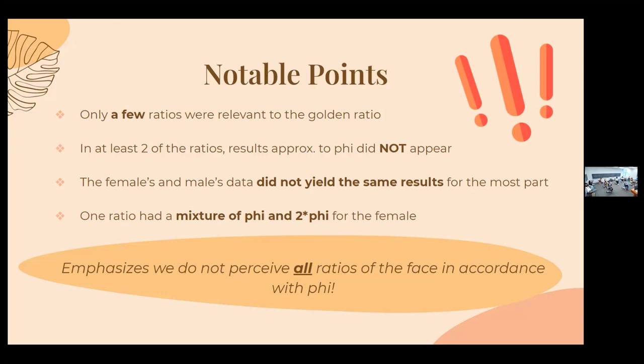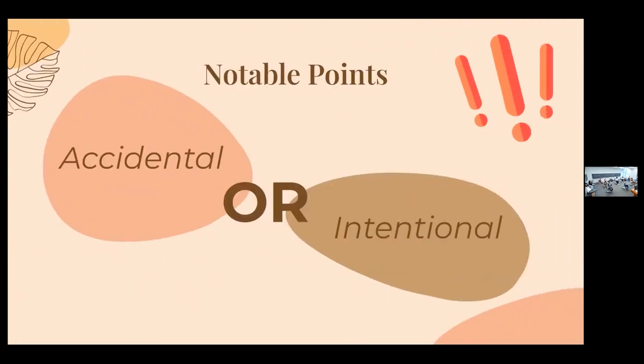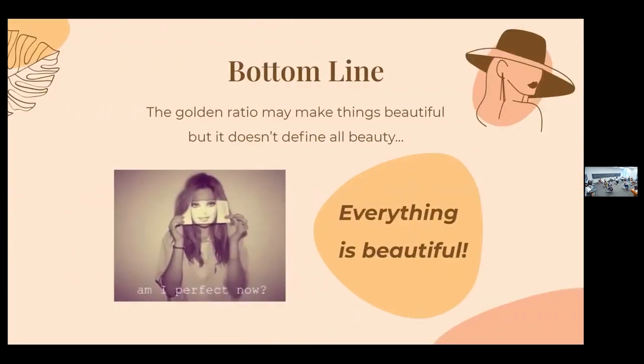So we think that this emphasizes that we don't perceive all of the ratios of the face in accordance with phi, which brings us to our key question again. Was the presence of the phi in the people's drawings accidental or intentional? And we wanted to end with a note like the golden ratio makes things beautiful, but it doesn't define all beauty. Everything is beautiful in its own way.